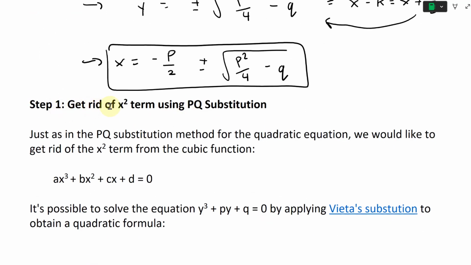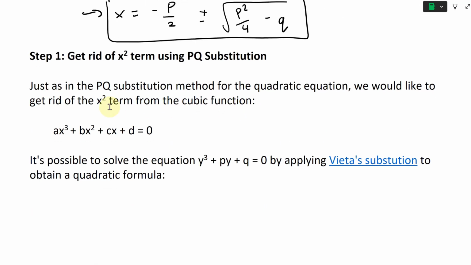So, step 1, get rid of the x squared term, or x to the power of 2 term, using the PQ substitution method. Just as in the PQ substitution method for the quadratic equation, we would like to get rid of the x to the power of 2 term from the cubic function. So if we have ax cubed plus bx squared plus cx plus d equals 0, we want to get rid of this one here, and the reason is that it's possible to solve the equation y to the power of 3 plus py plus q equals 0 by applying a Vieta's substitution to obtain a quadratic formula.